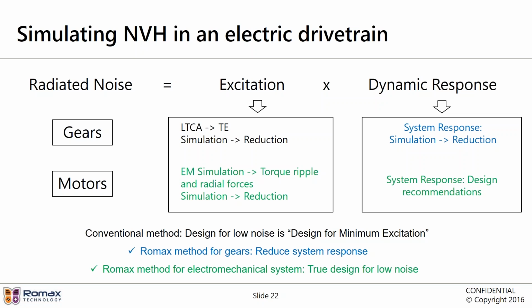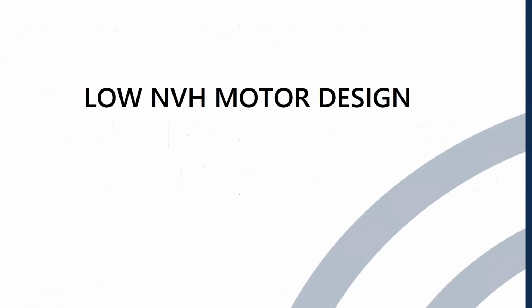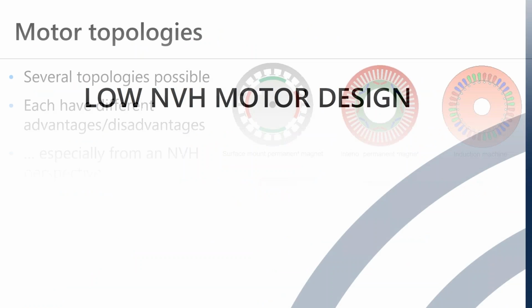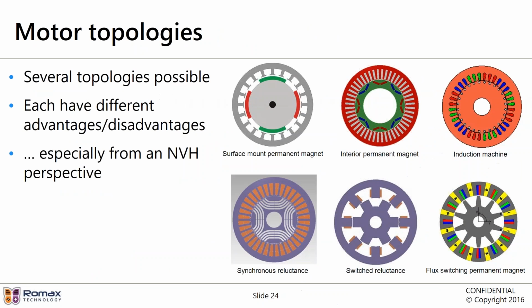And this method applies to electric machines as well, where one can calculate torque ripple and radial forces using electromagnetic stimulation and then try and reduce those. But if we look at the response to these forces that we see in the system and concentrate just on reducing the response, we can often find better solutions to the NVH problem.